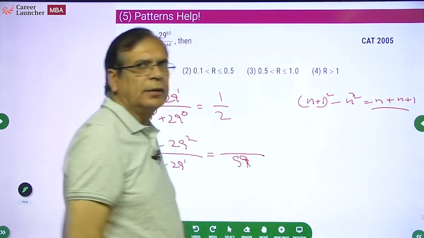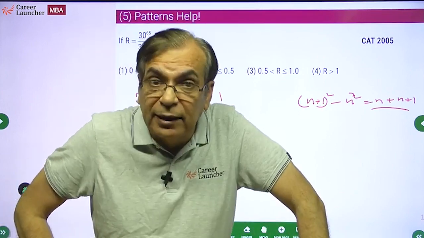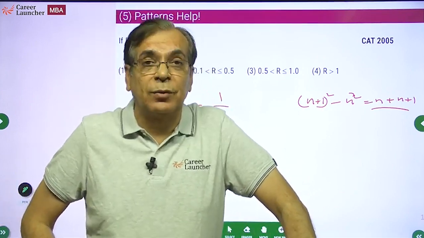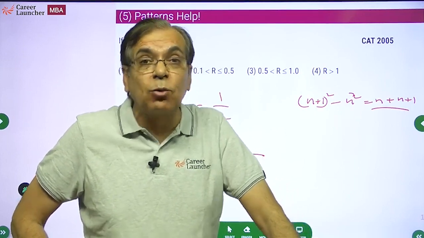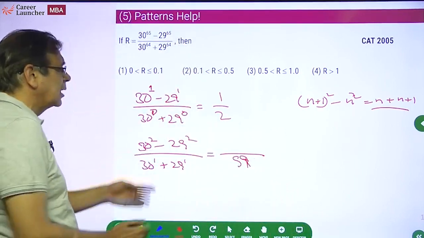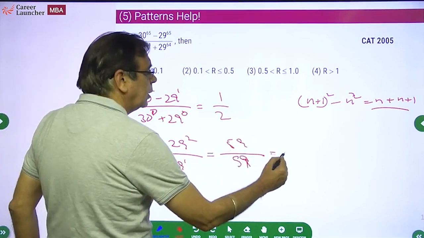Remember this: the difference between the squares of two consecutive numbers is the sum of the integers. Okay? So 10 square minus 9 square is 10 plus 9. 20 square minus 19 square is 20 plus 19. Same thing, this will be 59, which is equal to 1.